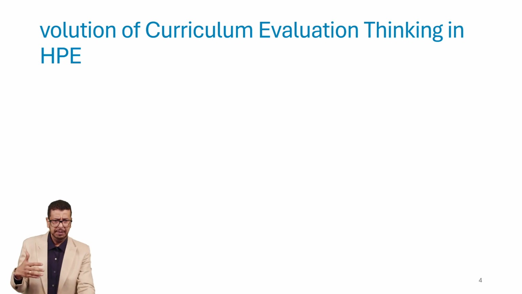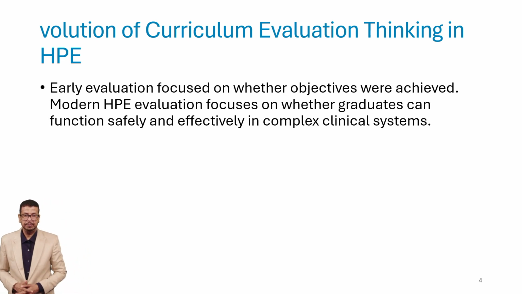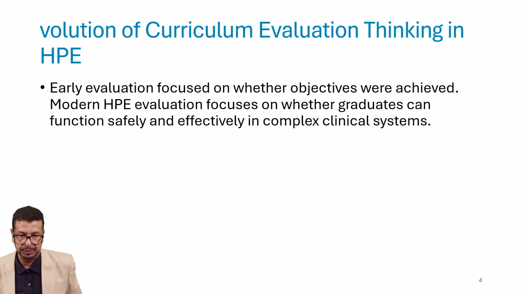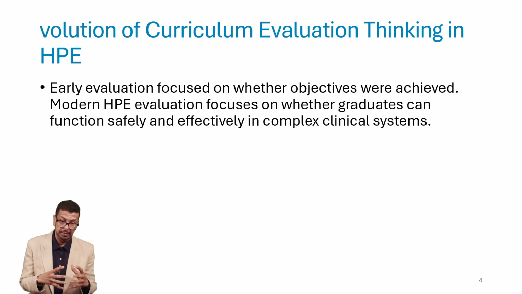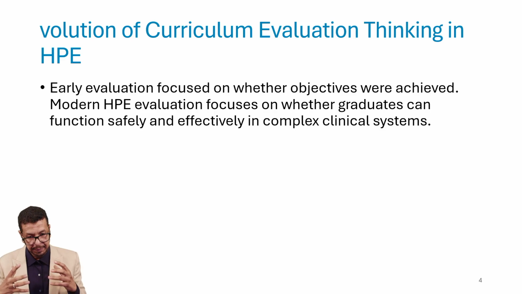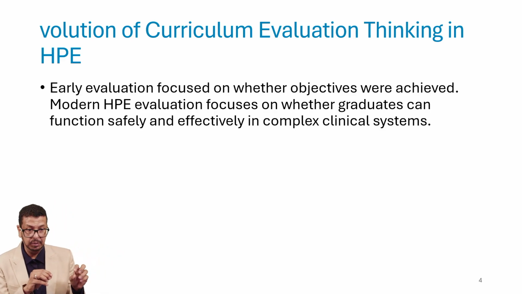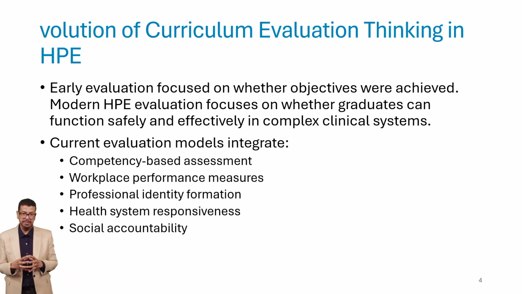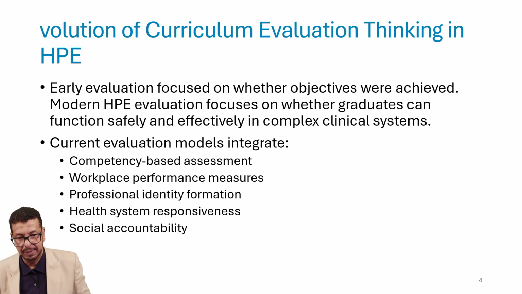So, the evolution of curriculum evaluation thinking in health professional education. Early evaluation focused on whether the objectives were met or not, while the new evaluation style of curriculum focuses on graduate outcomes and competencies. Does the graduate meet the social and health system needs, the social accountability? So the current evaluation models integrate competency-based education, work performance, professional identity formation, health system responsiveness, and social accountability.